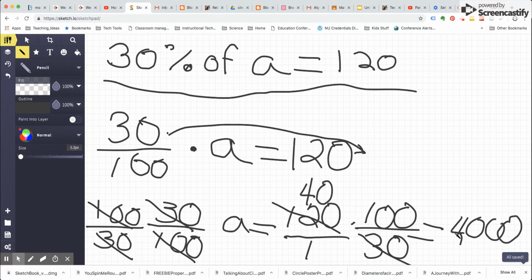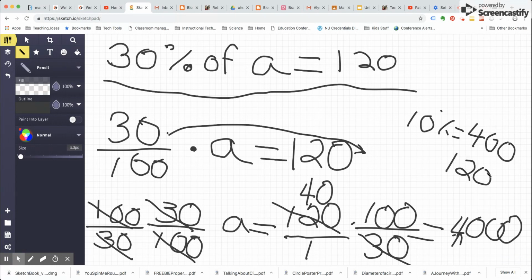So we can go back and check. See, is 30% of 400 equal to 120? Let's see. Well, 10% of 1,000, I know if I just move the decimal, 10% of 400 is 40. And if I multiply 40 3 times, 3 groups of 40, that will give me 120. So this is a true equation. We did a great job.